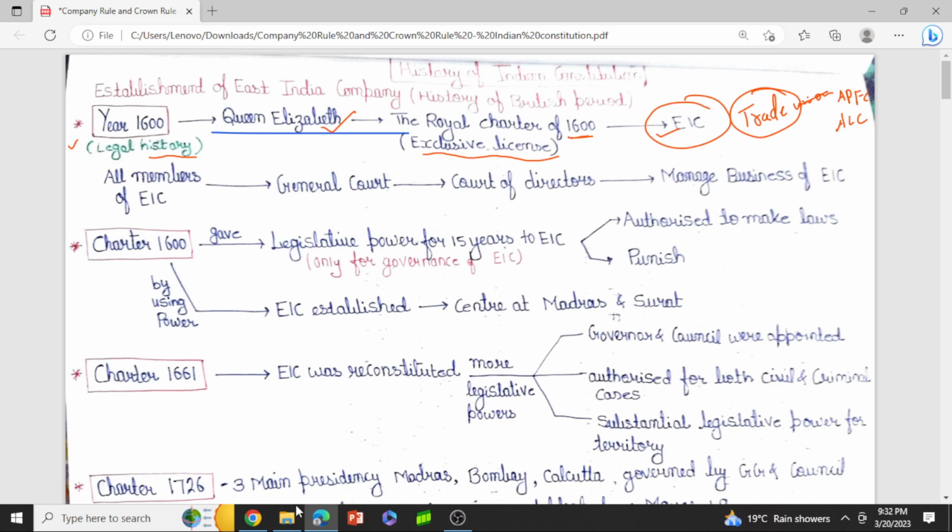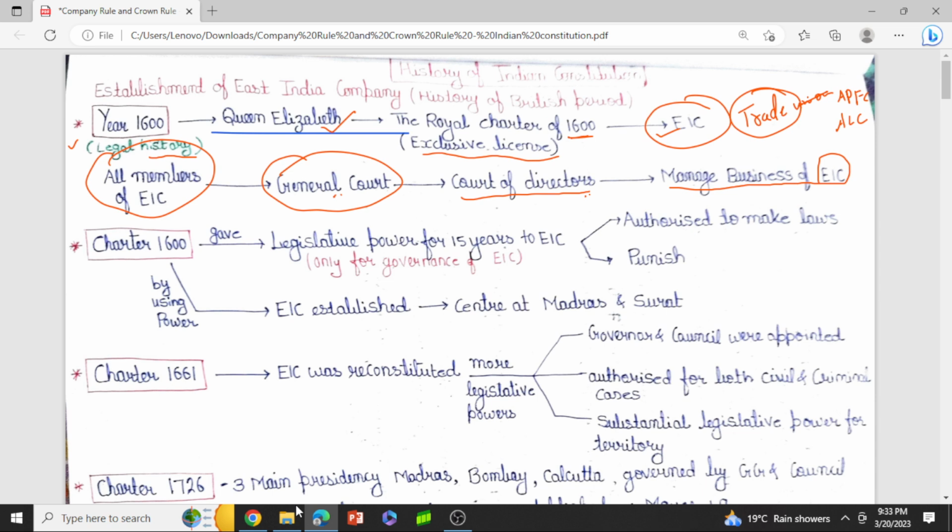They came to India. All the members of the East India Company together formed the General Court. This General Court appointed a court of directors. This court of directors was responsible for managing the business of the East India Company in India.